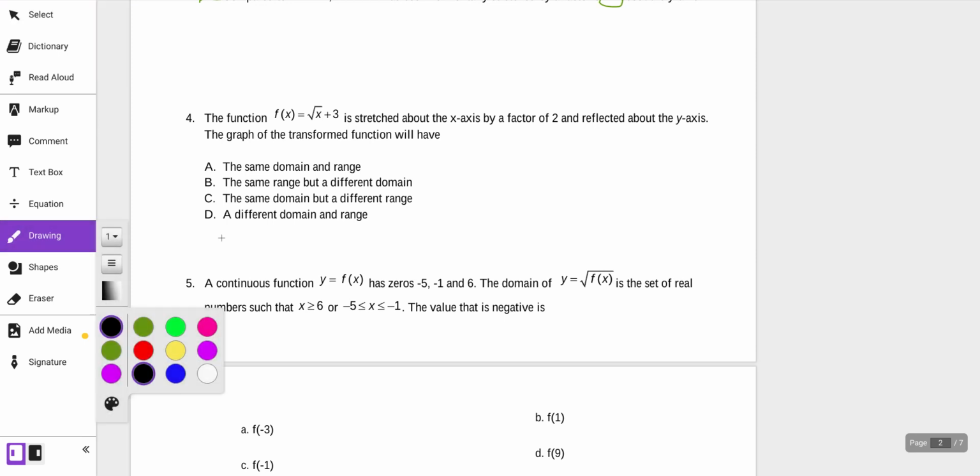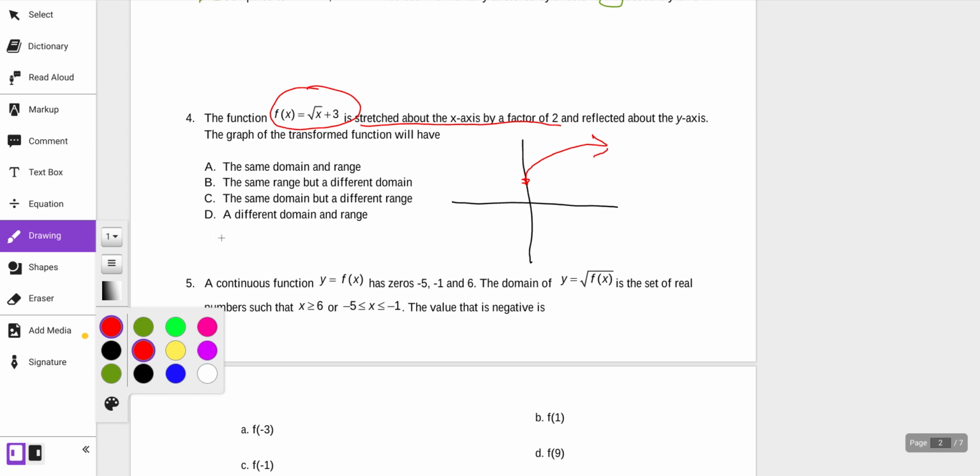If we think about what happens. The function root x plus 3 would look like this. It's starting at 3. Right? It's our basic function, but it's 3 up. If I stretched it about the x-axis by a factor of 2, the domain and range aren't going to change. It's going to get stretched upwards.